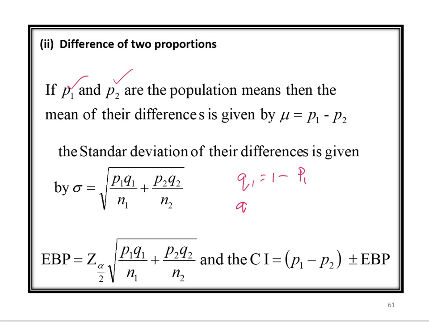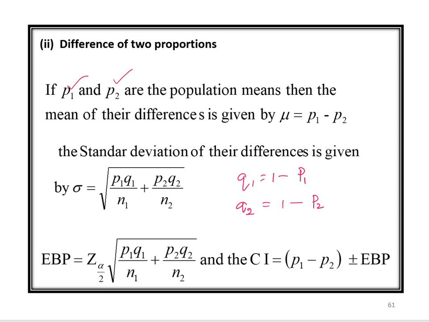Similarly, for the second experiment, you can find Q2 equal to 1 minus P2, where P1 and P2 are the population proportions for the respective experiments. Then the difference of the proportions, denoted by mu, is given by P1 minus P2.